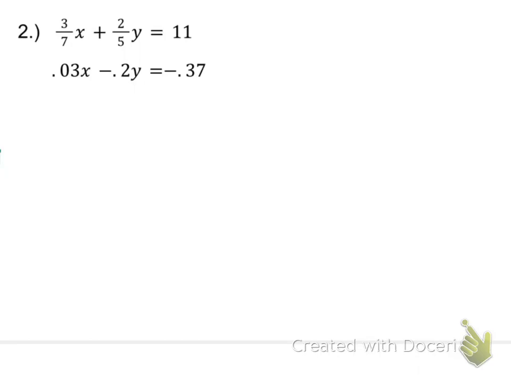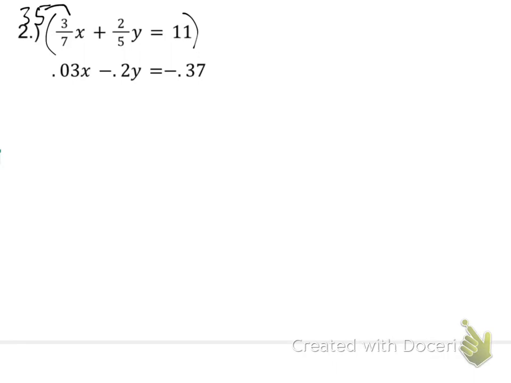What are the denominators in the first equation? Because we have 3/7 x plus 2/5 y equals 11. A 7, a 5, and a 1. What is the LCD between 7, 5, and 1? 35. It's 35. So guess what? If I take that and multiply the whole entire equation by 35, the denominators will be gone. And so let's do that.